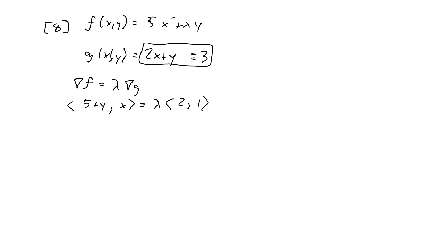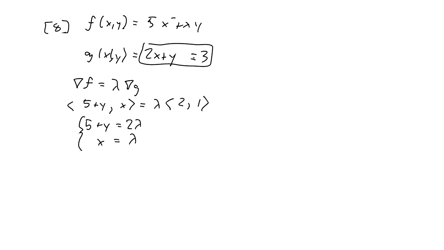So if I distribute this lambda and then set the components equal, I get that 5 plus y is equal to 2 lambda, and x is equal to lambda. I missed something. Where did you get the lambda times the vector (2, 1) from? That's this part here. That's the lambda times gradient of g. So the gradient of g was the derivative of this with respect to x and then with respect to y. I got it. Cool.